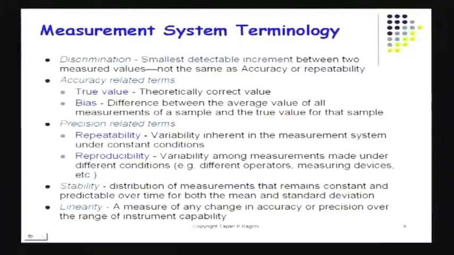So, that one particular input, the very first input, is of course what we call the discriminating capability of the gauge itself. Then we've got some term that is called the true value. True value is the theoretically correct value. That is actually the part-to-part variation. That is the true value of the data that you are trying to measure. So, if I get the cursor here, you would be able to see what that thing is. The true value is the theoretically correct value.